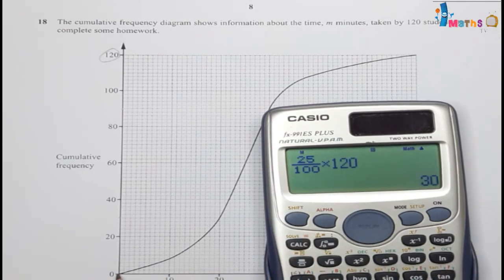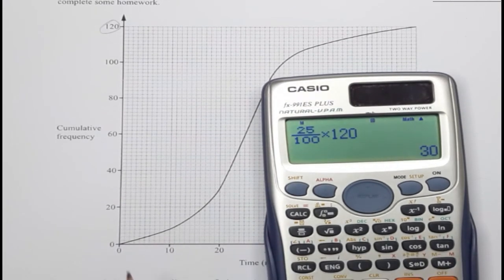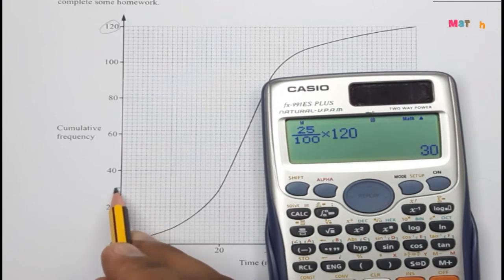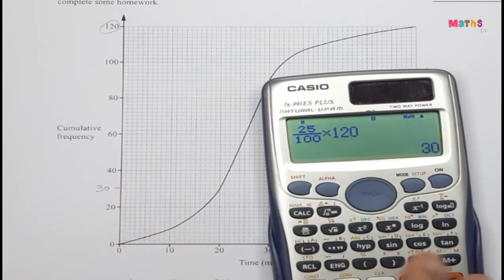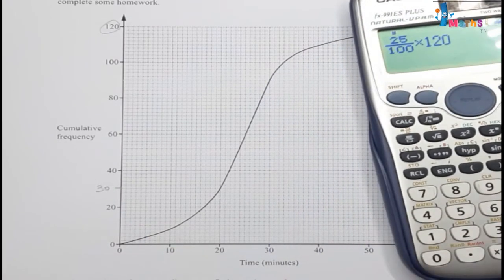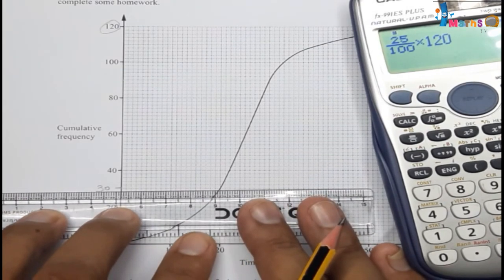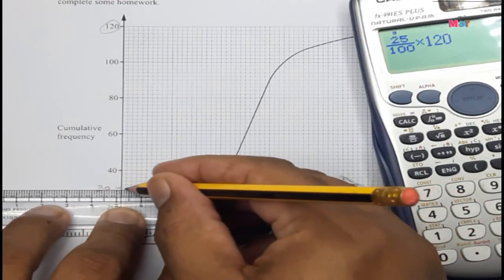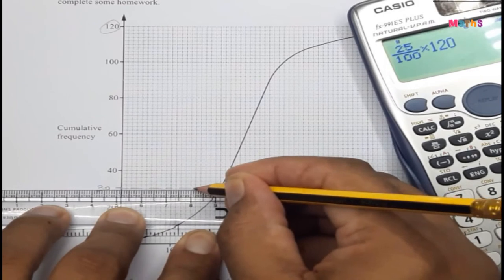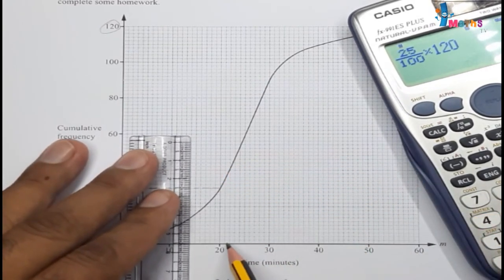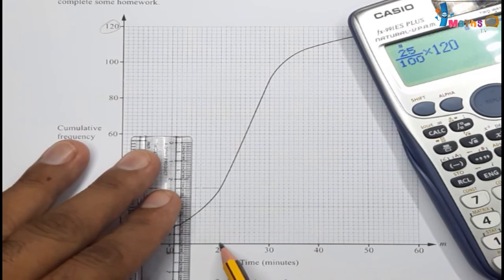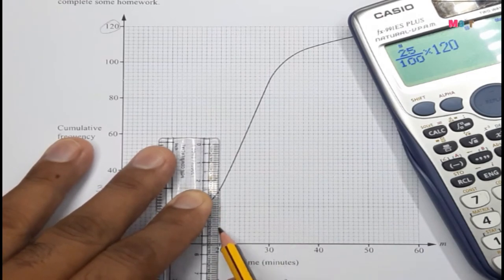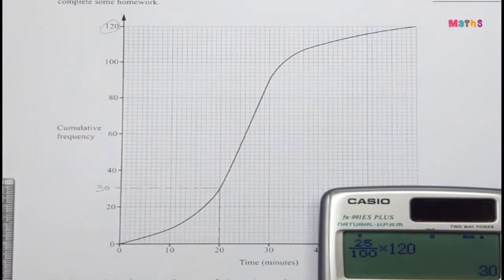So we'll check from this side. 30, 20 here, and in the middle of this one will be 30. So up to this one will be 30, and we will draw. This will be the lower quartile. We can show it with a dotted line. This will be a dotted line over here.